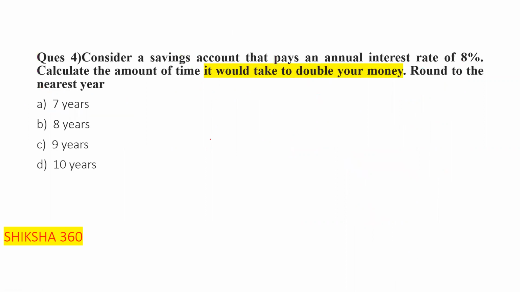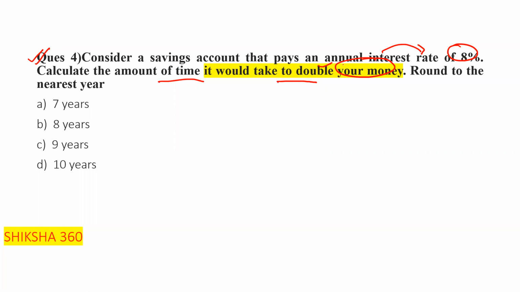It is a very easy question, based on the implementation of the rule of 72. Consider a savings account that pays an annual interest rate of 8%. Calculate the amount of time it would take to double your money.